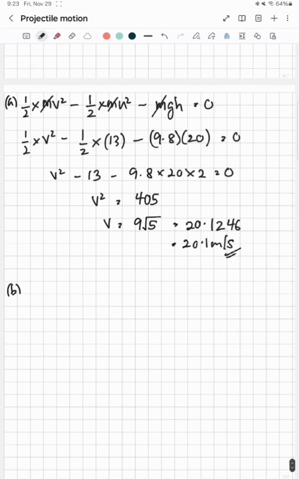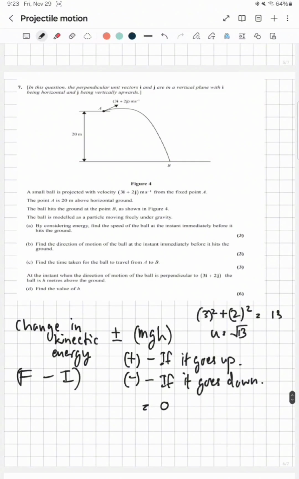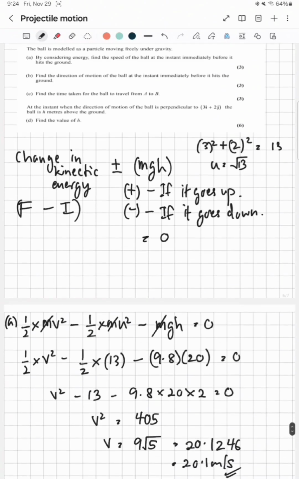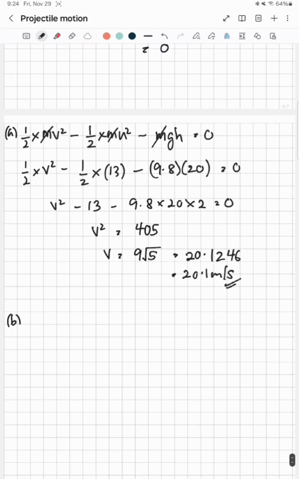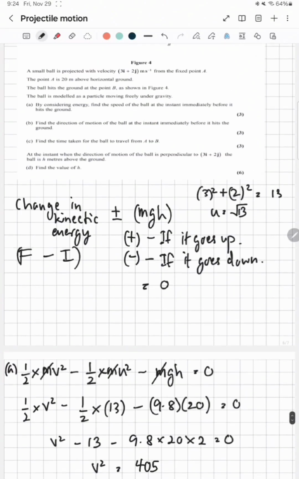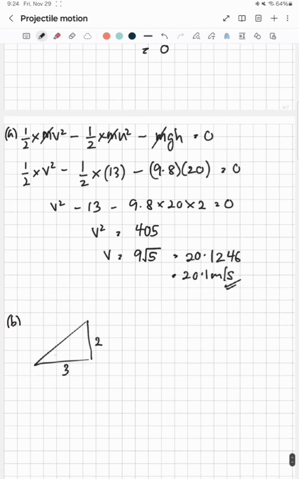So before it hits the ground, you should know in projectile motion, the vertical velocity changes, but the horizontal velocity remains the same. So for the horizontal velocity, I'll just write down the vector. It's 3i and 2j, right? So for this angle, you can write tan theta equals opposite side over adjacent side, 2 over 3.